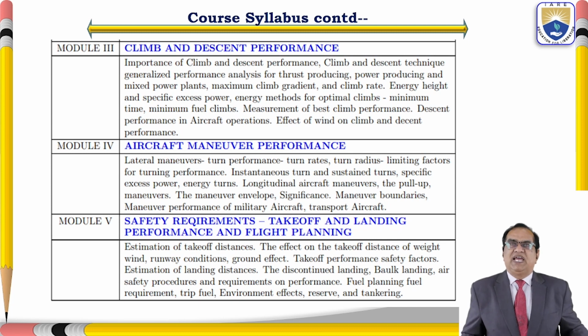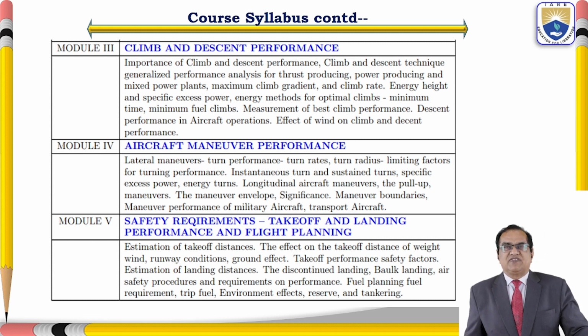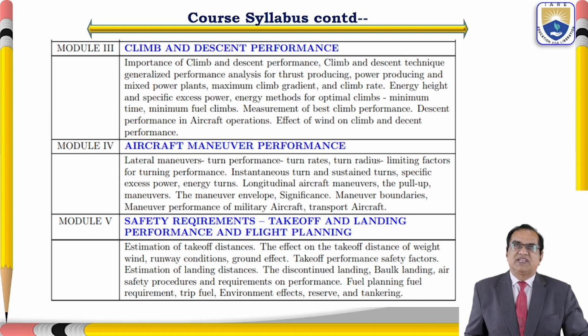Module 4 is lateral maneuvers: turn performance, turn rates, turn radius, limitation factors for turning performance, instantaneous turn and sustained turns, specific excess power, energy turns, longitudinal aircraft maneuvers, the pull-up maneuver, the maneuver envelope, significance, maneuver boundaries, maneuver performance of military aircraft and transport aircraft.